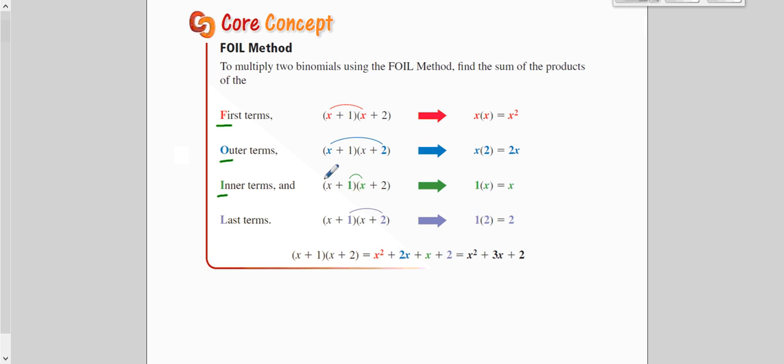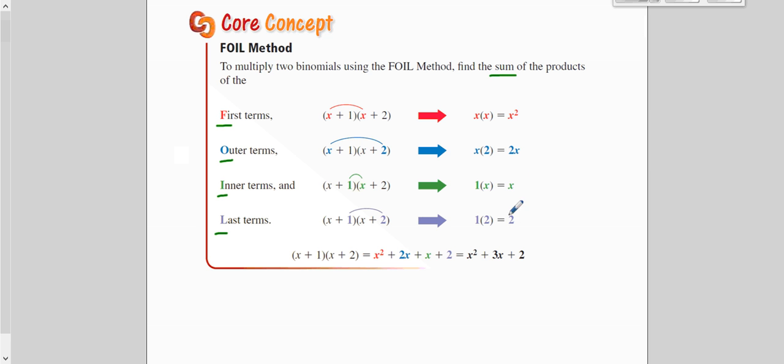Inner terms, so if you think of the 1, 2, 3, 4 terms, it's these inner two, the two that are in the middle. 1 times x is x. And the last terms of each set of parentheses. So that's the second one in this set of parentheses and the second one in this set of parentheses. 1 times 2 is 2. That's your 4 multiplications. Then you have to find the sum of them.